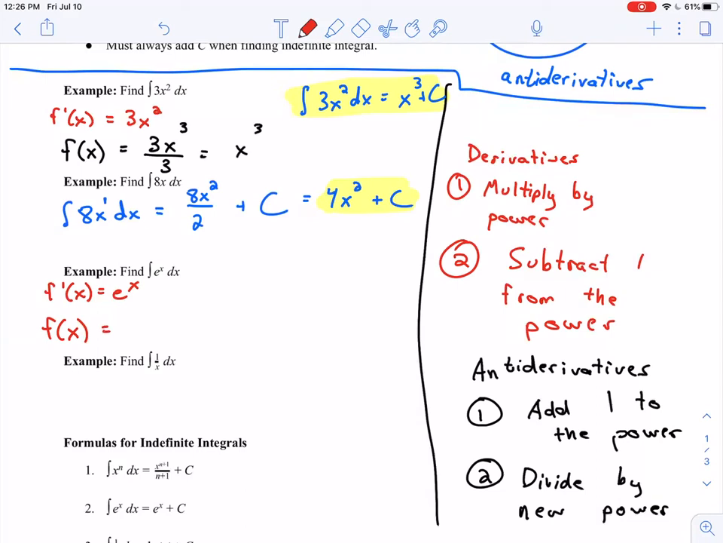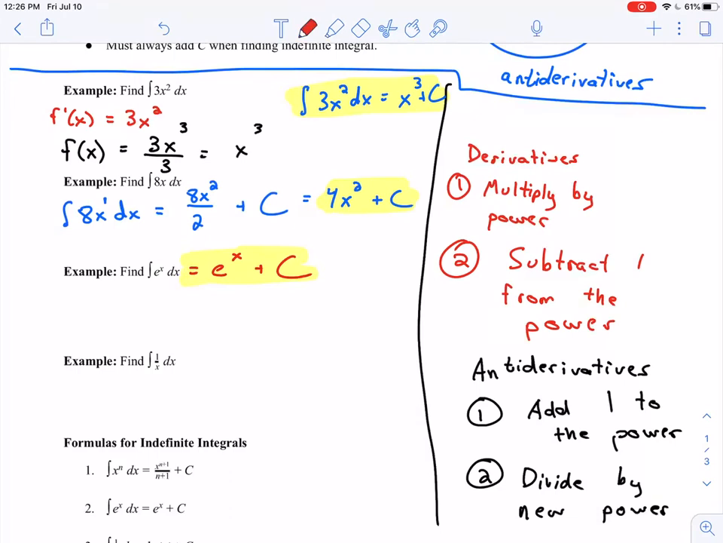Well, you would tell me, but of course it must be e to the x. And of course we have to add our constant of integration. So we see this relationship happen once again. If I want to evaluate the indefinite integral of e to the x dx, this is equal to e to the x plus c. So this is my indefinite integral here.